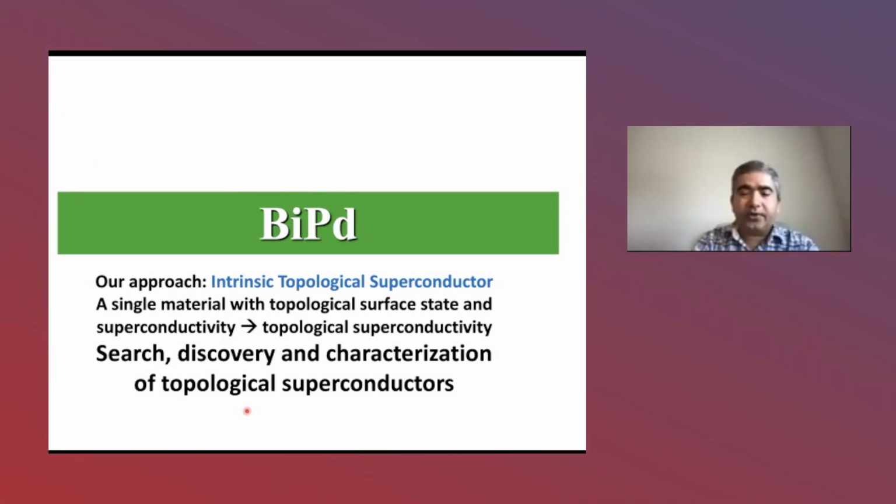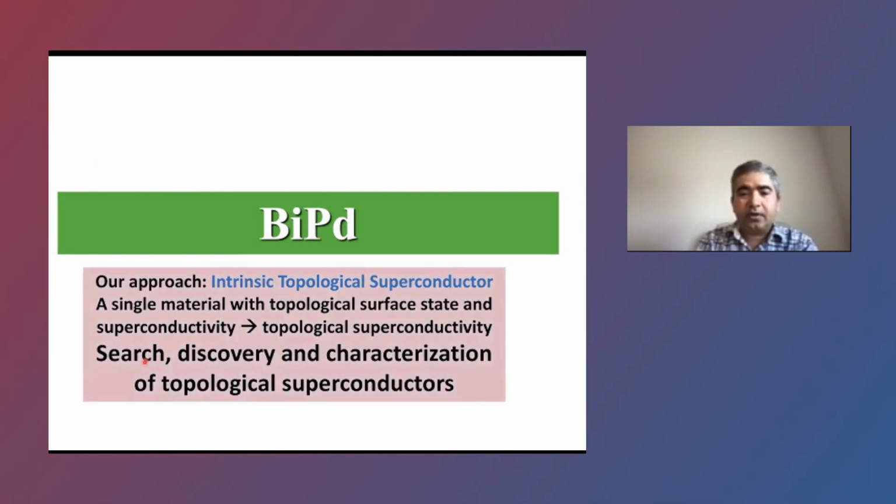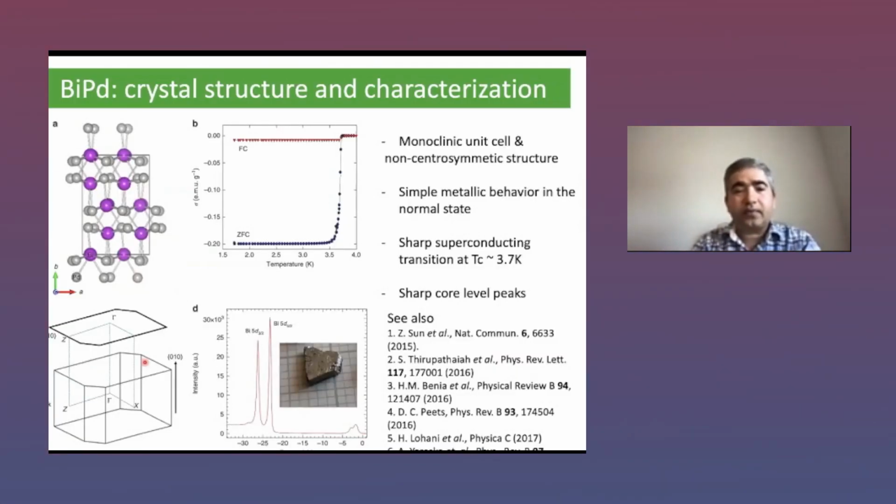And then we thought, okay, let's try to find some intrinsic topological superconductor, not doped. The idea is a single material with topological surface state and superconductivity. So our idea is to get this topological superconductivity, so it's a search, discovery, and characterization. Then we came up with this BiPd, including other groups.